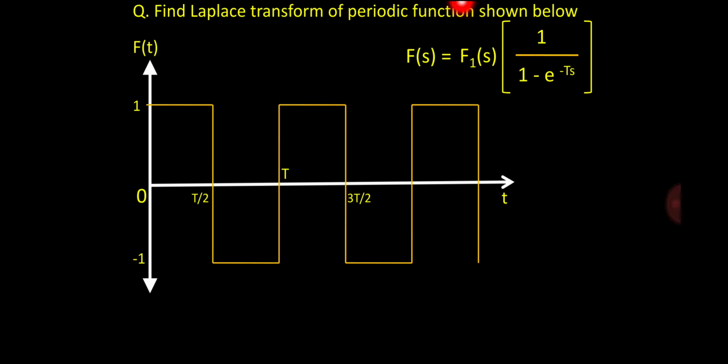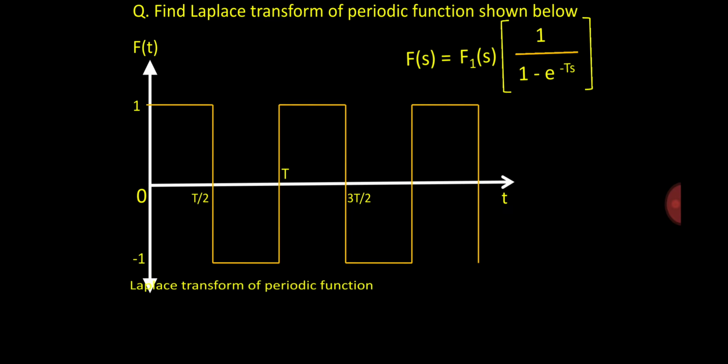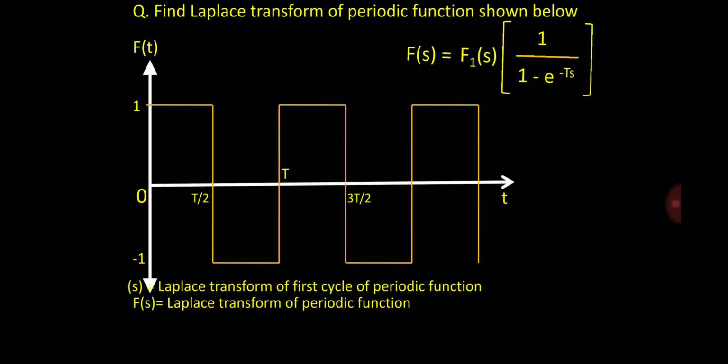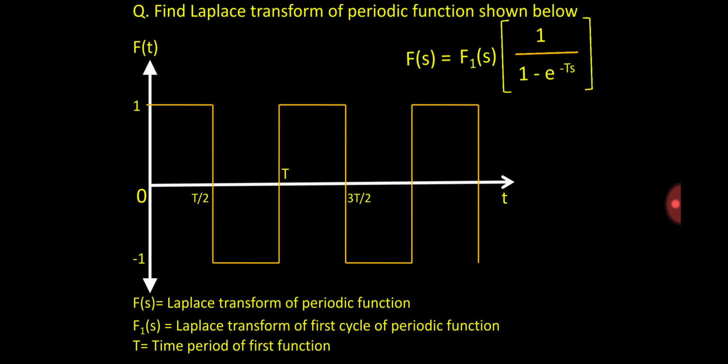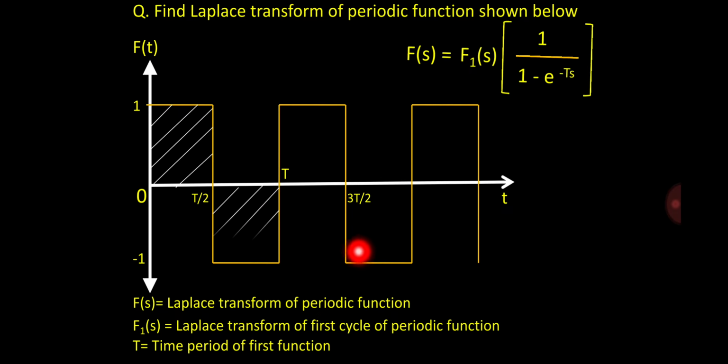This is the standard formula for obtaining Laplace transform of periodic function, where F(s) is nothing but Laplace transform of periodic function, F1(s) is Laplace transform of first cycle of periodic function, and T is time period of the function. So periodic function means what? The wave is getting repeated after a certain time interval over the period of time. That function is called a periodic function. Here we can see from 0 to T we are having the variation, and after the time instant T, the same variation is getting repeated, and that's why this is called a periodic function.